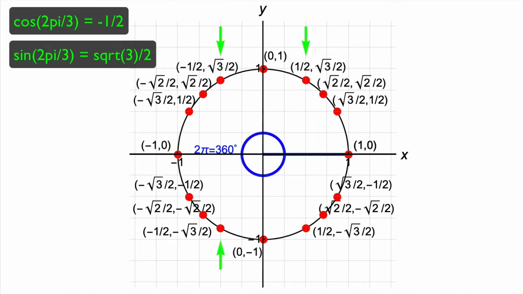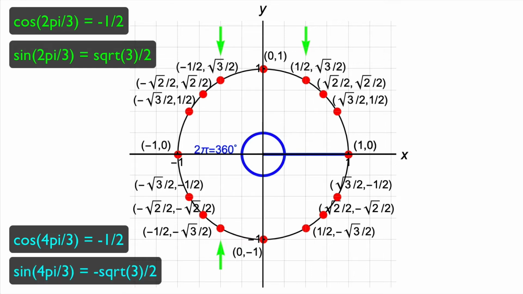The opposite point across the origin from the point with angle pi over 3 has angle pi over 3 plus pi, which is 4 pi over 3. Therefore, cosine of 4 pi over 3 equals negative 1/2, and sine of 4 pi over 3 equals negative square root of 3 over 2. You should take the time to figure out other special values of cosine and sine based on this diagram in the same kind of way that I just did. It is a worthwhile exercise.